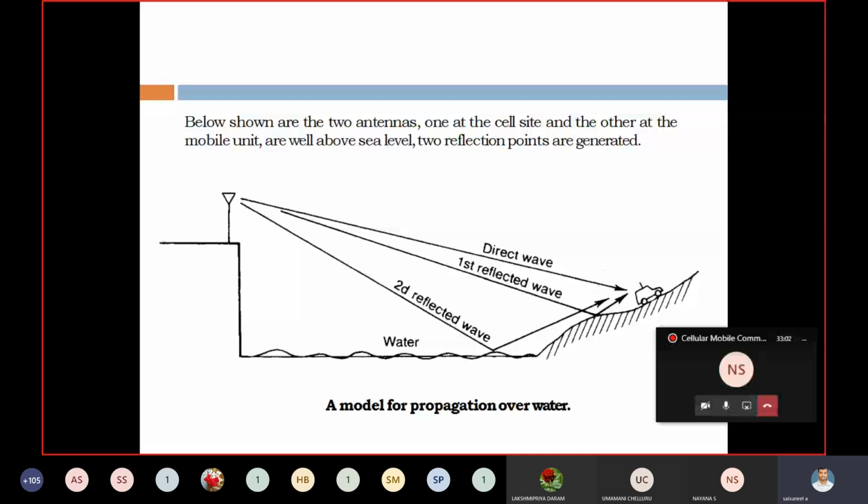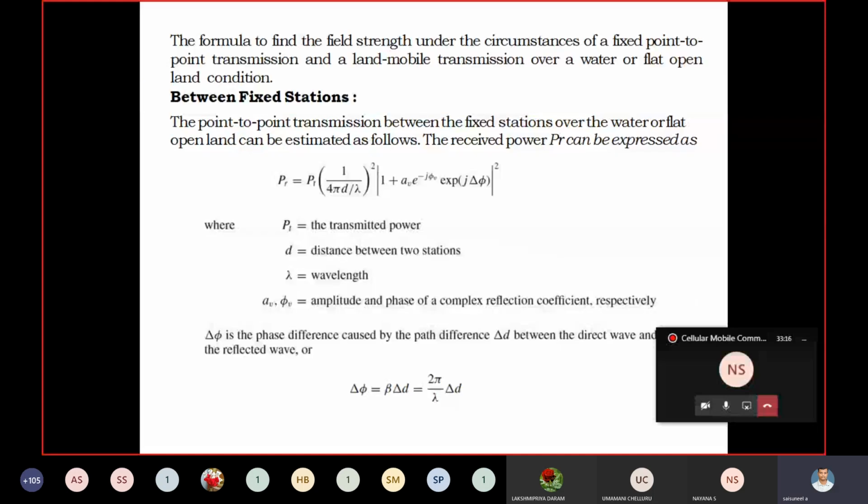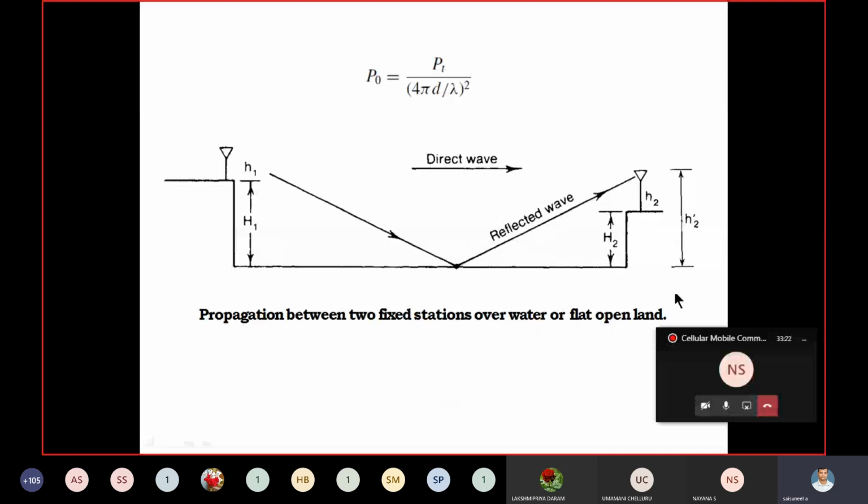Suppose there is no water in between. But this is a hill station. This is another hill. Here is a valley point. We have to assume that this is one valley point, but a fixed station. Now we have to consider there is no mobile station.